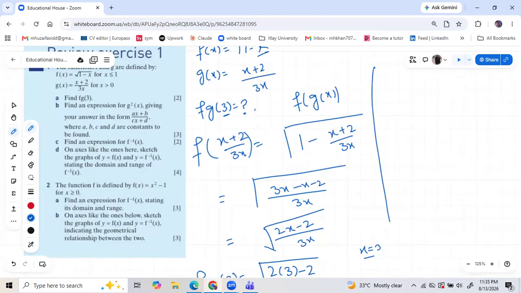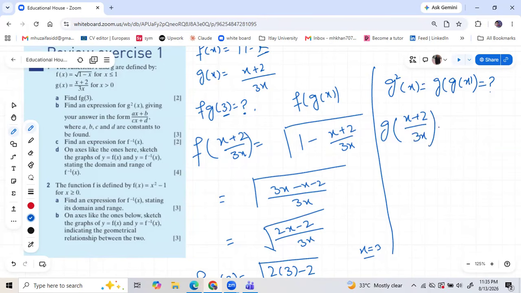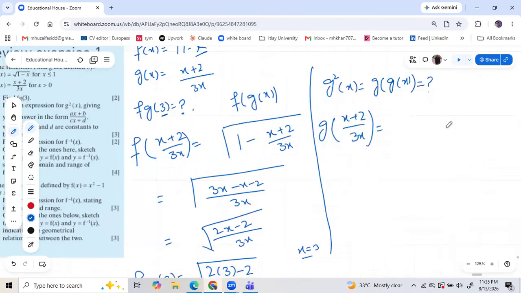Basically, here we want to find g squared of x. So basically, g of g of x we want to find. g of x is already given, x plus 2 over 3x. So we are replacing x with it. This is basically the composition of the function with itself.